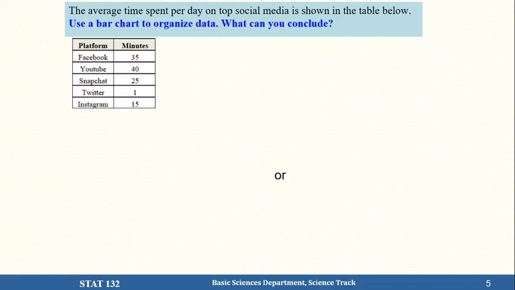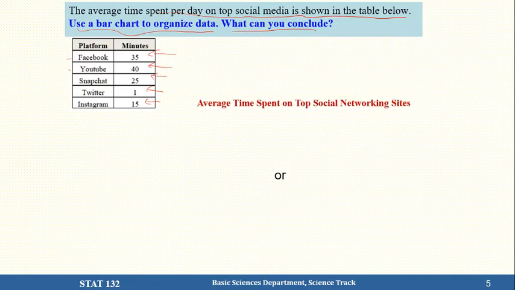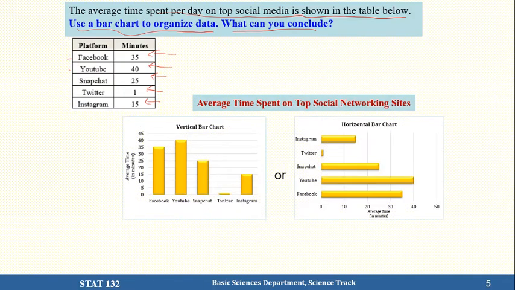Now the average time spent per day on top social media is shown in the table below. So here are the minutes spent, on average on these social media tools, the websites. Use a bar chart to organize data. What can you conclude? Now, first, okay, we can do it this way, the vertical bar chart, or we can do with the horizontal bar chart.